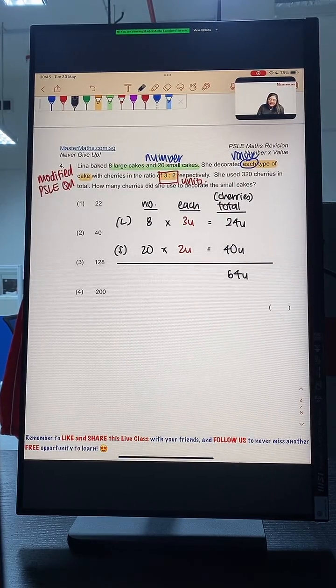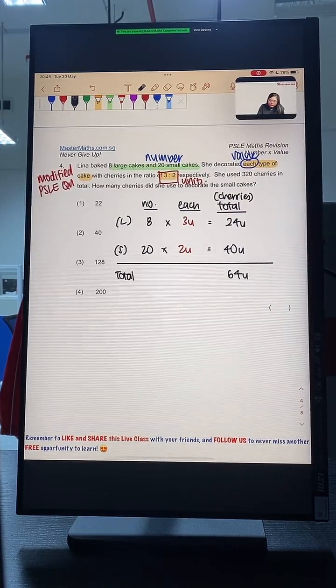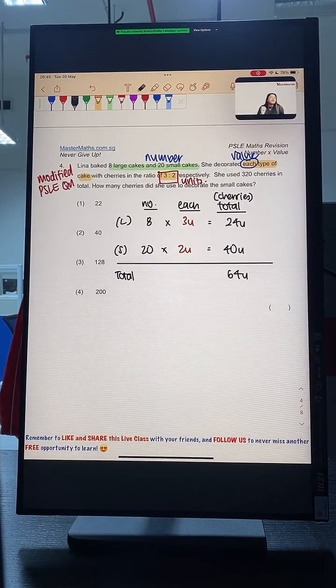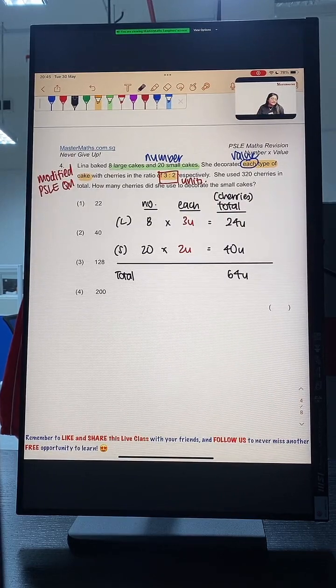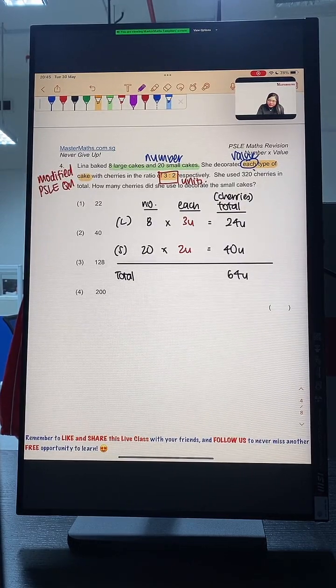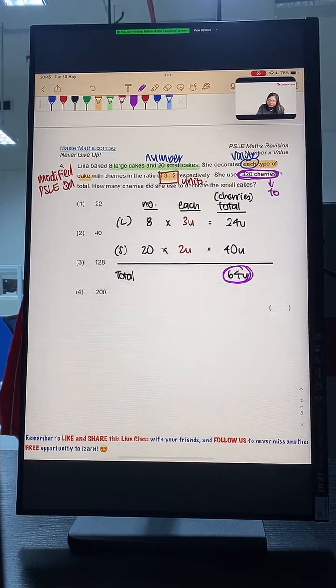Okay, and in the total row here, we only look for the total in terms of the units. We don't need to care about this "each" here. We are only interested in the total cherries, so I'll leave it at 64 units. She used 320 cherries in total. So 64 units is your total cherries, which is 320.